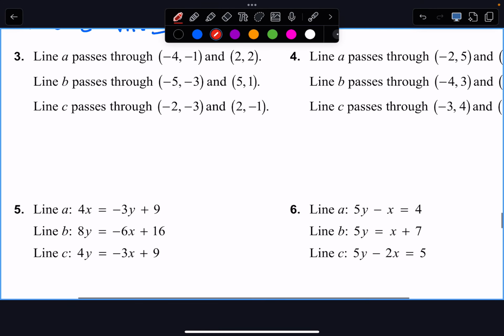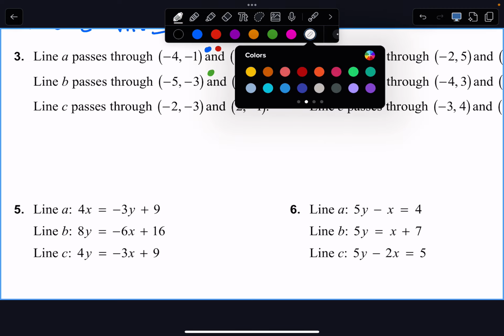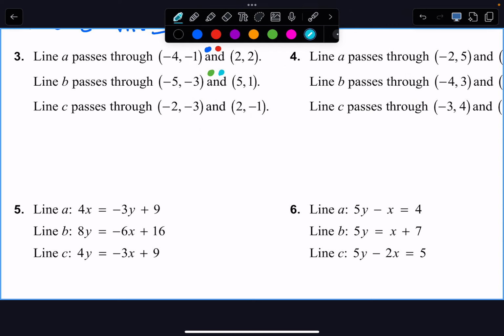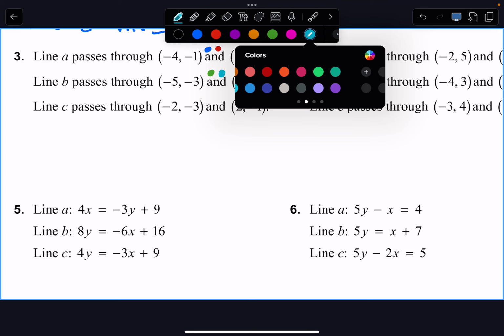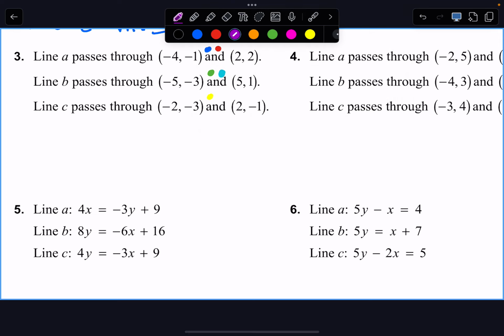So this is what I'm going to do. If you are in either the blue or the red group, you're going to find me the slope of this line. If you are in the green or the teal group, you're going to find me the slope of that line. If you are in the yellow or the purple, you're going to find me the slope of that third line. Okay?